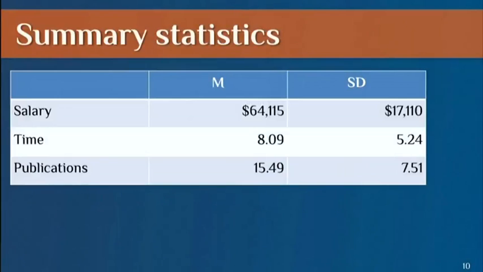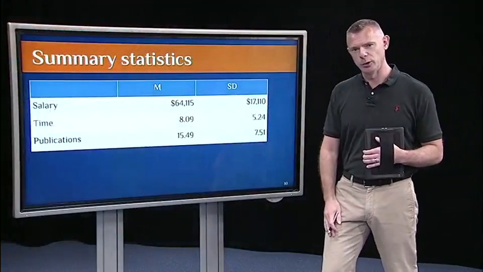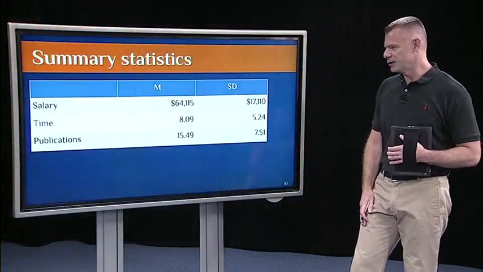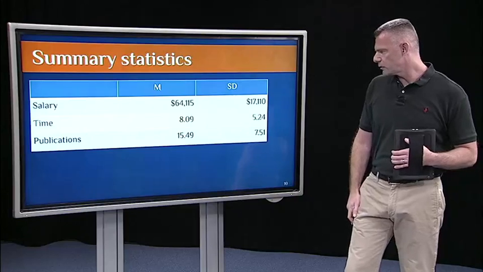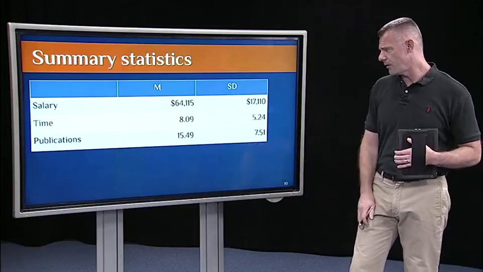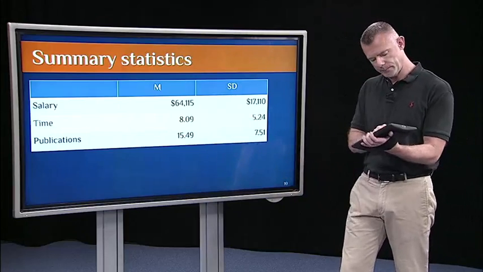Time since the PhD was about 8 years. So these are relatively young faculty members. It's funny, when I used this example years ago, I didn't think 8 years out was young. Now I do. 8 years out is young. With a standard deviation of about 5 years. And they have, on average, about 15 publications with a standard deviation of about 7.5.